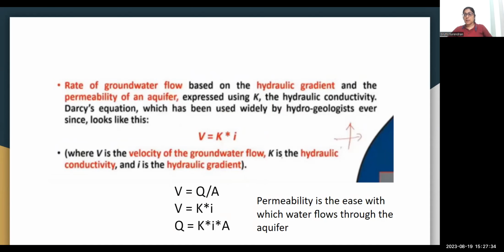So permeability of the aquifer is expressed in terms of hydraulic conductivity, and capital K is the letter that is used to represent hydraulic conductivity. Now you can see it is multiplied with a term called I, which indicates hydraulic gradient. Now let's see what hydraulic gradient is.